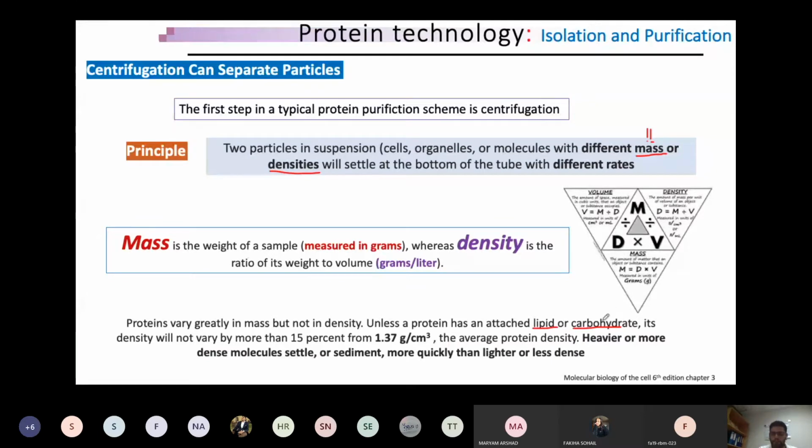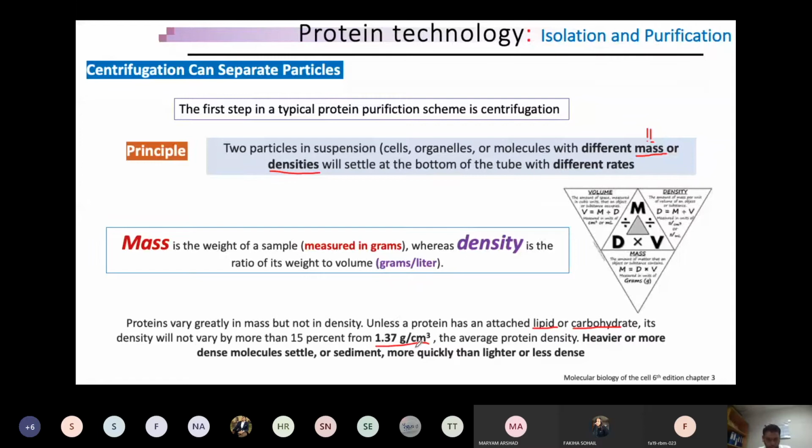And now, if they are attached to other molecules which are bigger in size, for example, lipid molecules, which are much bigger in size, or carbohydrates, much heavier, that could lead to a change in densities, but normally they do not. So most of the time proteins have an average density of, for example, 1.37 grams. So that means it's similar. It's a very small amount. So for example, it could change to 1.39 or to 1.27, but it's not a big difference.